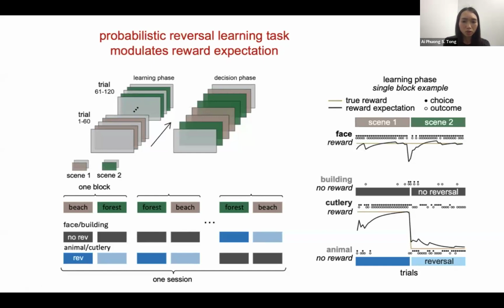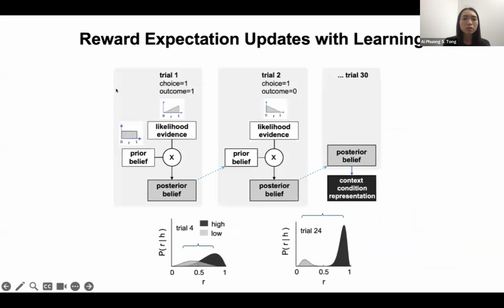So overall, there are 4 scene conditions that correspond to 4 different subsets of 30 trials. And we found that this probabilistic reversal learning task modulates reward expectation over trials and over sets of trials. And to measure the reward expectation, we developed a Bayesian framework where we assumed that the belief of the reward rate given the history of choices and outcomes is the product of the prior belief of the reward rate and the evidence for the history of choices and outcomes given a reward rate. So it's essentially just applying Bayes' rule.